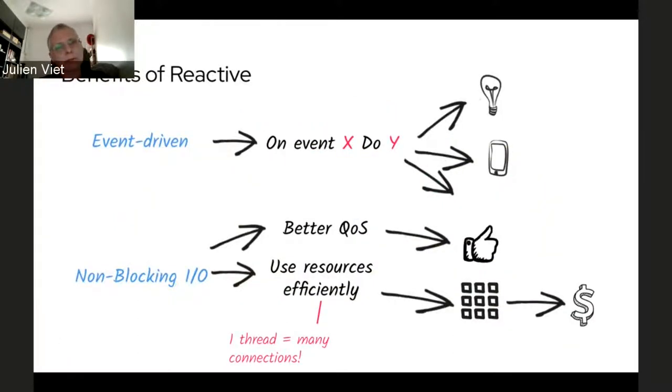So what about Reactive? What does Reactive mean? Reactive is really a set of properties that you can have for your application. The benefit of Reactive is that its applications are easier to write for high scalability. And also, thanks to Reactive, we are able to write applications that have a better quality of service and that use the resources of the hardware more efficiently. And at the basis of this, we really write non-blocking applications.